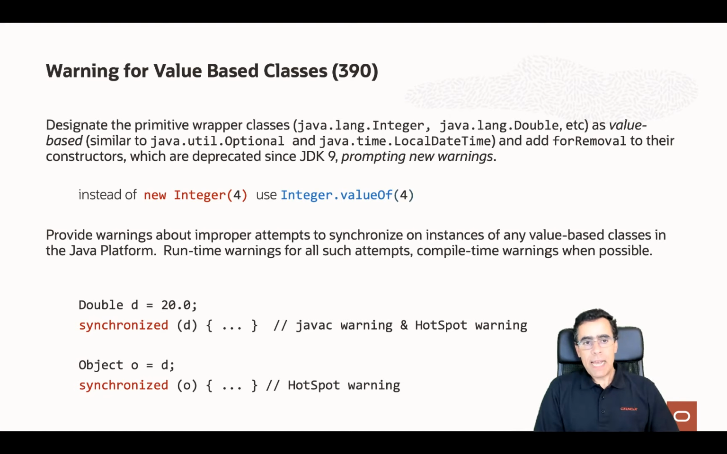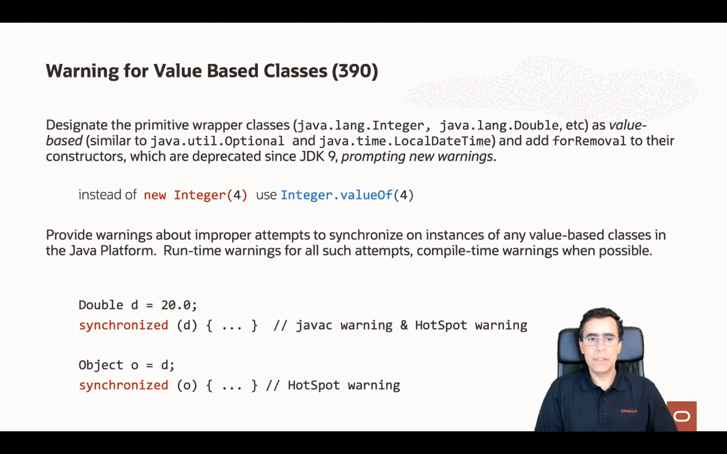As part of Project Valhalla, we're working on a new type of class called primitive classes. And those classes will be used for instances that will be identity-free and capable of being inlined or having a flattened representation in memory. Now, some of the classes that currently exist in Java are likely to be converted to primitive classes. Those classes are called value-based classes in the API specification.